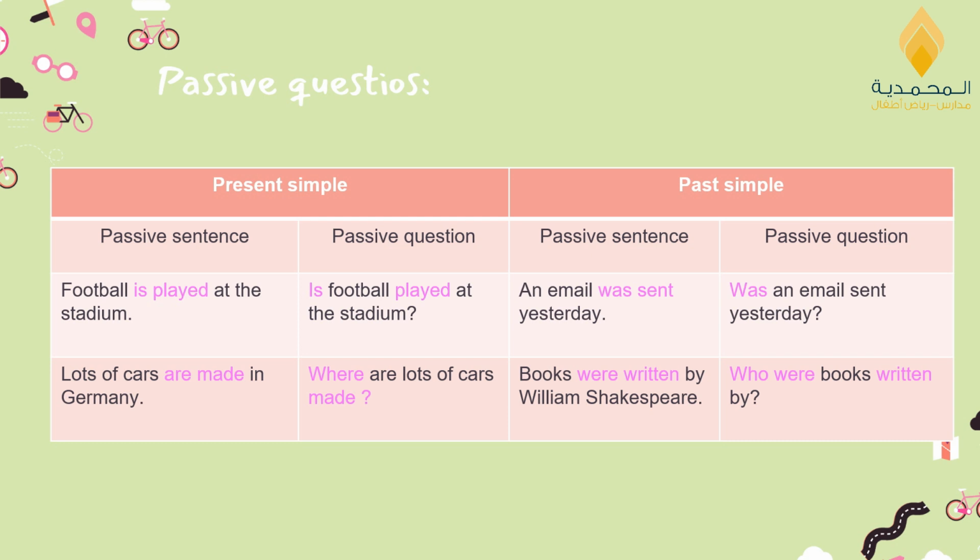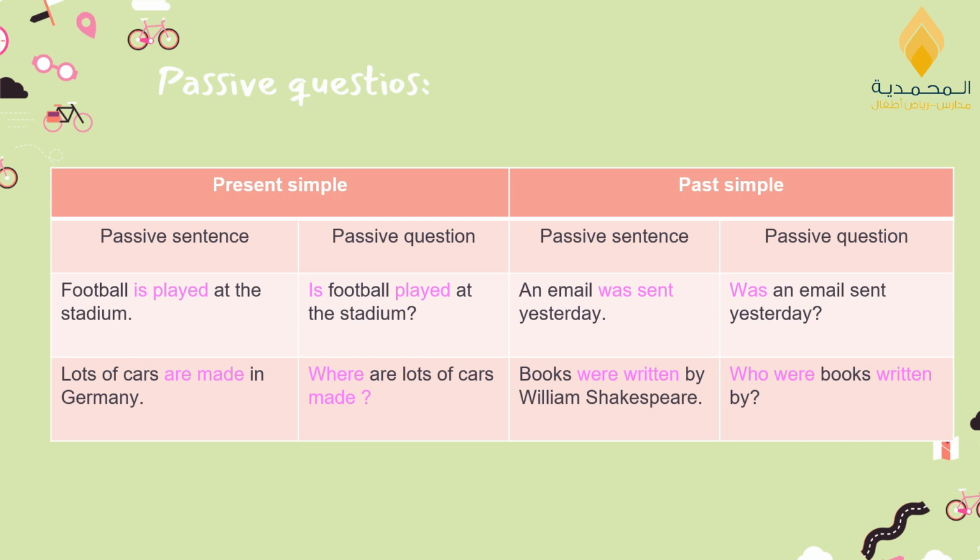Let's move to the past. How to change a simple past sentence in the passive to a passive question. We are going to use the same ideas. The first sentence: an email was sent yesterday. If I want to change this passive sentence into a question, switch between the object and verb to be. So the question is going to be: was an email sent yesterday?